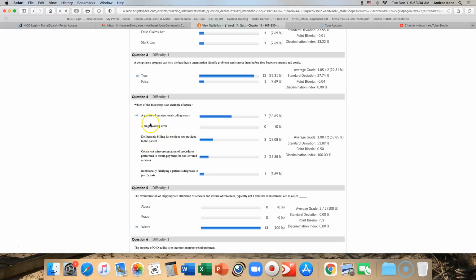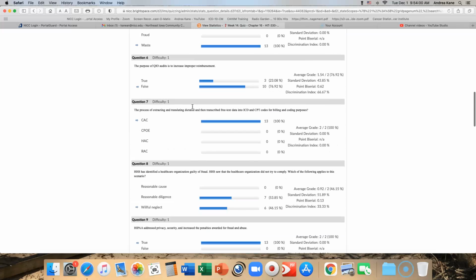If you intentionally falsify or deliberately bill, consistently misrepresent, these are all examples of fraud. And this is an example of just a single error. And a single error does not constitute either fraud or abuse. But unintentional, that's when you get into abuse. So that's why that one is there. And if you're looking for those definitions, it's going to be on page 500 where it talks about fraud and abuse. So that's how the answers ended up on that one.